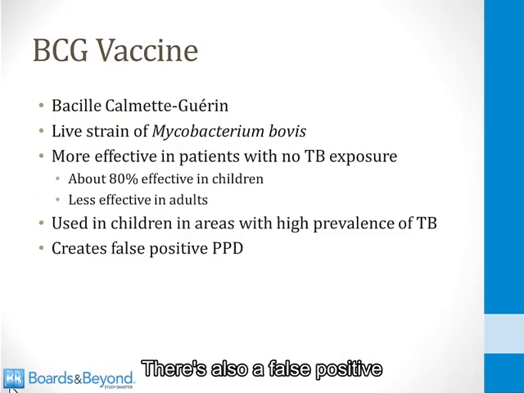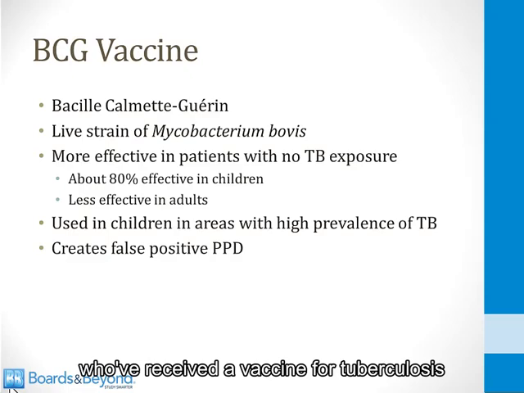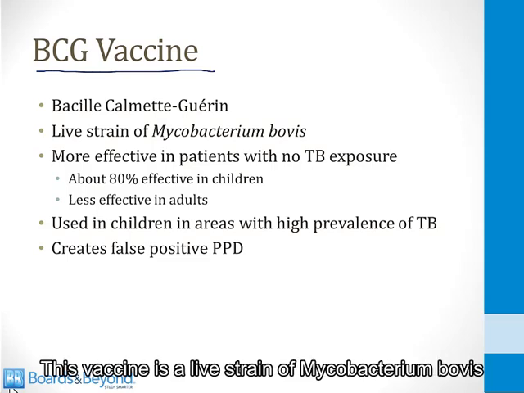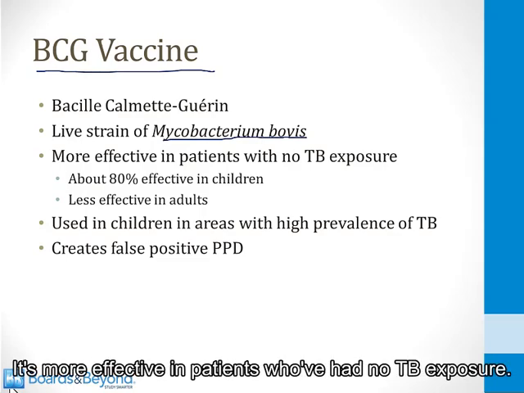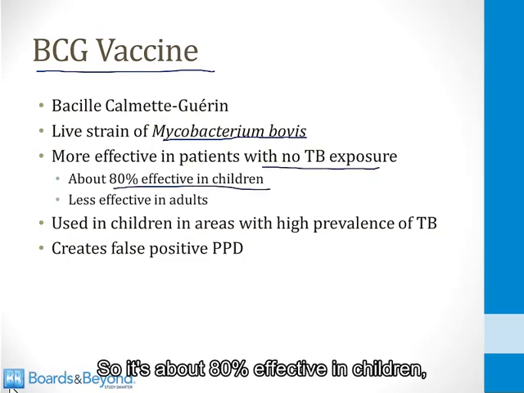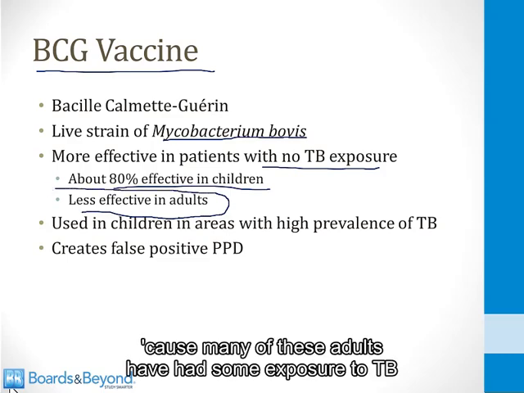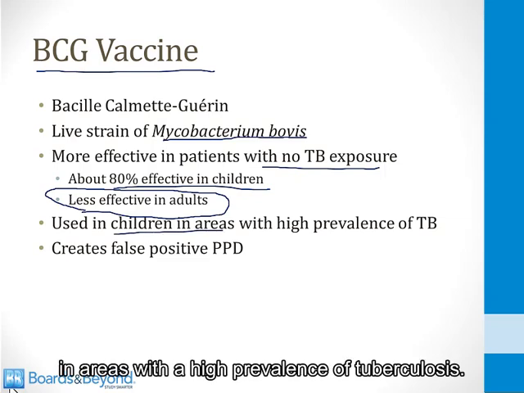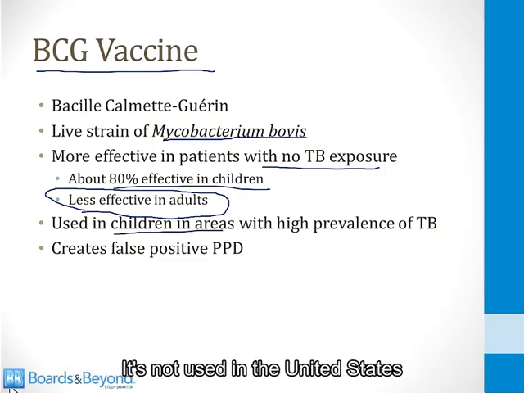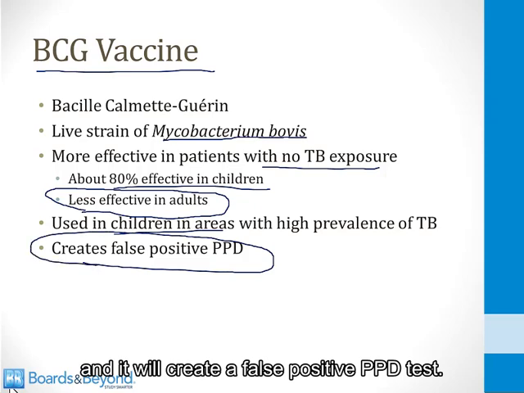There's also a false positive that can sometimes occur in patients who've received a vaccine for tuberculosis called the BCG vaccine. This vaccine is a live strain of Mycobacterium bovis, and it's not that effective, so it's not used that widely. It's more effective in patients who've had no TB exposure. So it's about 80% effective in children, less effective in adults because many of these adults have had some exposure to TB already. It's used in children in areas with a high prevalence of tuberculosis. It's not used in the United States, but it's used in other countries. And it will create a false positive PPD test.